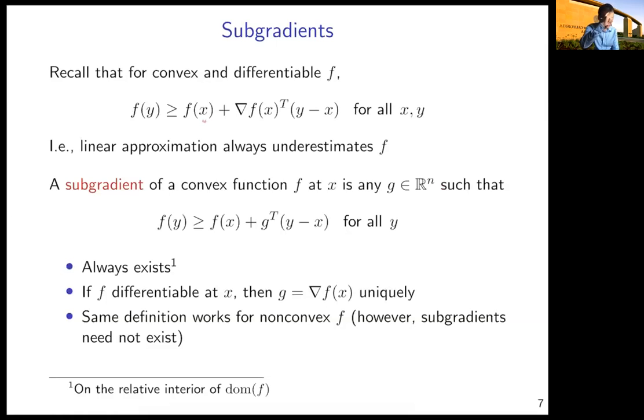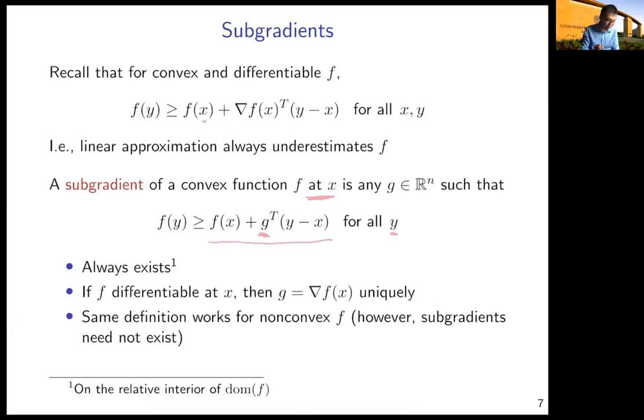The subgradient is just a simple generalization of this first order condition that does not require function f to be differentiable. The subgradient of a convex function f is one that satisfies the following: if g is a subgradient at x, then for all y, f(y) is lower bounded by the linear approximation of f at x with direction g.